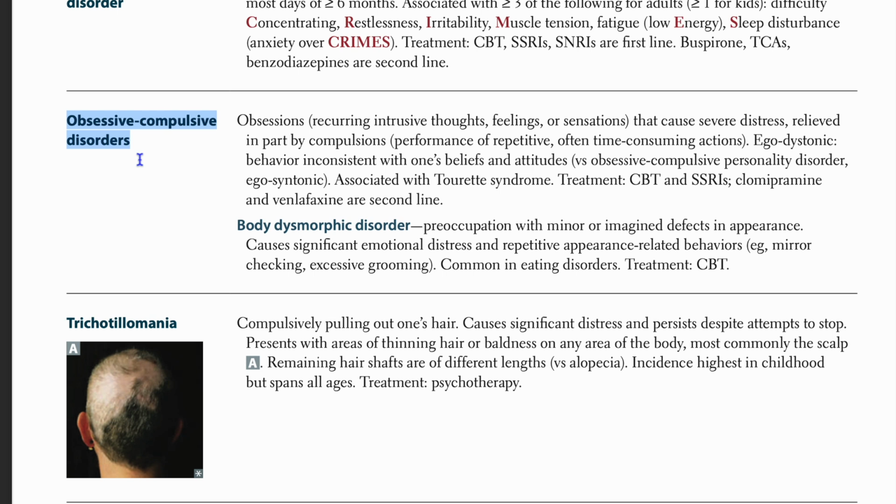Okay. Then there's also body dysmorphic disorder. So preoccupation with minor or imagined defects in appearance. This thing came up recently when there was a rise in plastic surgery. Okay, so it causes significant emotional distress and repetitive appearance related behavior. For example, mirror checking, excessive grooming. Common in eating disorder, and treatment is CBT. So you know about that guy who wants to look like a Ken doll, right? He has plastic all over his face and arms and legs and butt and abs as well. So they gave a scenario of that, and they asked you what it is. So even though he's pretending that he wants to be like that, it's because he doesn't think his own body is good enough. So it's called body dysmorphic disorder.